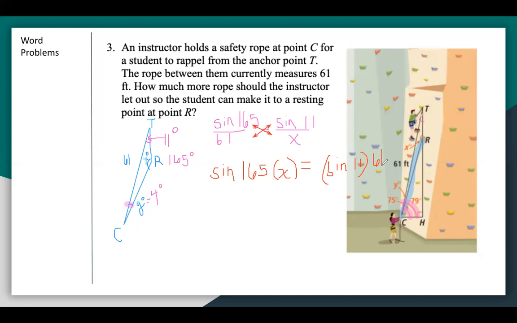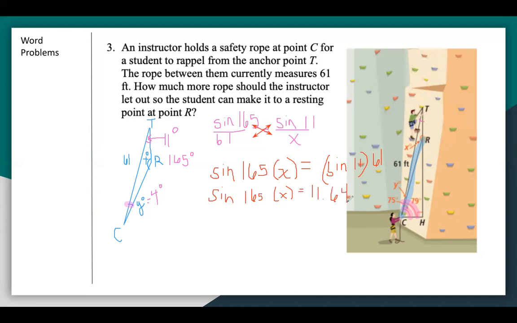All right, so answering this question, the sine of 11 is 0.19. And I'm going to multiply this by 61. So let me do that. What I get here is the sine of 165 times x should be equal to 11.64.